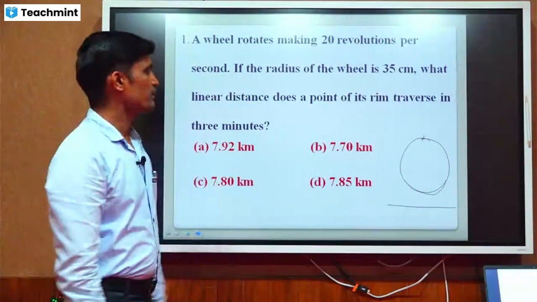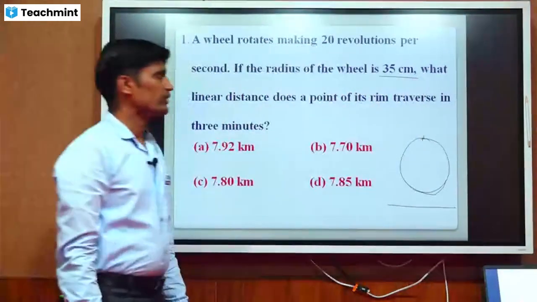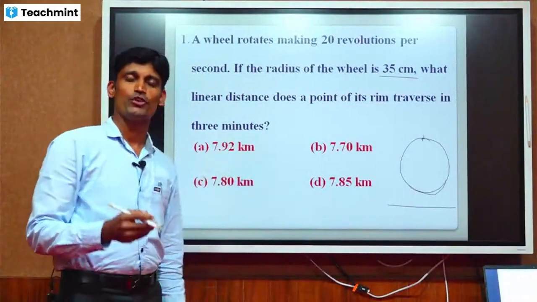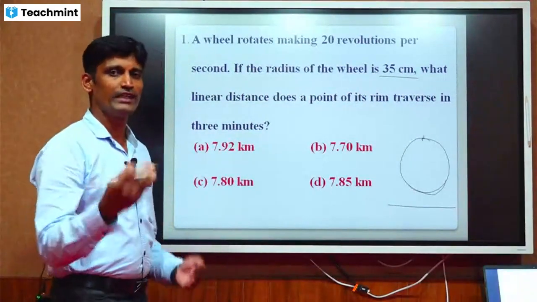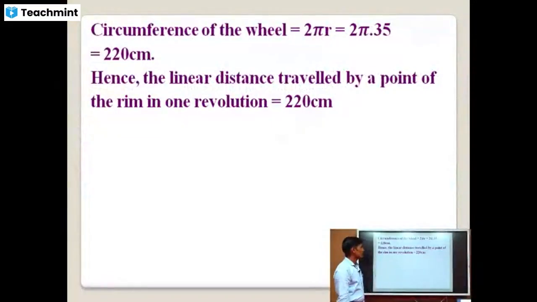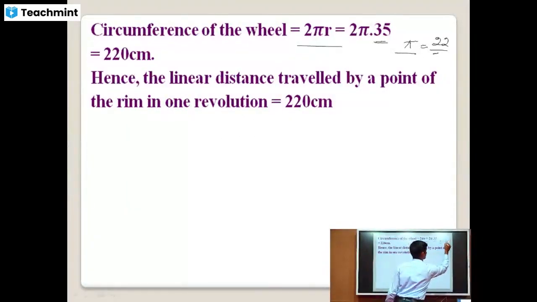Students, the point you should note here is that the radius of the wheel is given in terms of centimeter, whereas the answers are given in terms of kilometer. Therefore, unit conversion is also very important here. Let us see the solution. Circumference of the wheel, you know, it is equal to 2 pi r. 2 pi r is equal to 2 pi into r. Radius of the wheel is 35 centimeter. So if you substitute, pi value is 22 by 7.